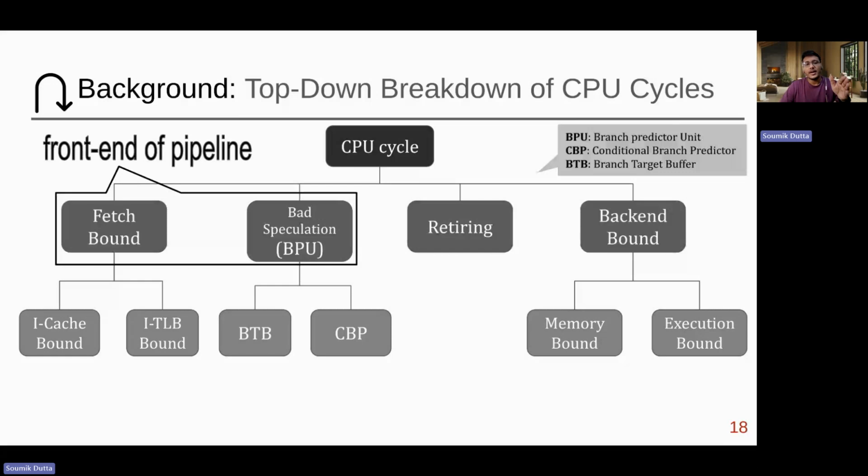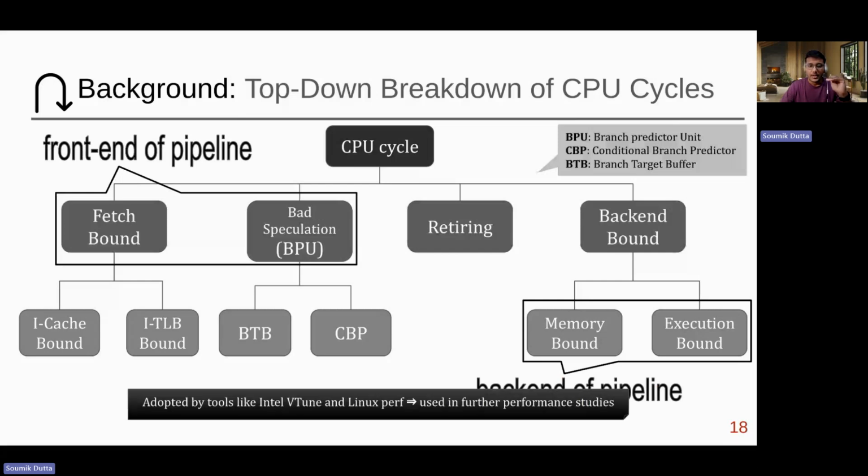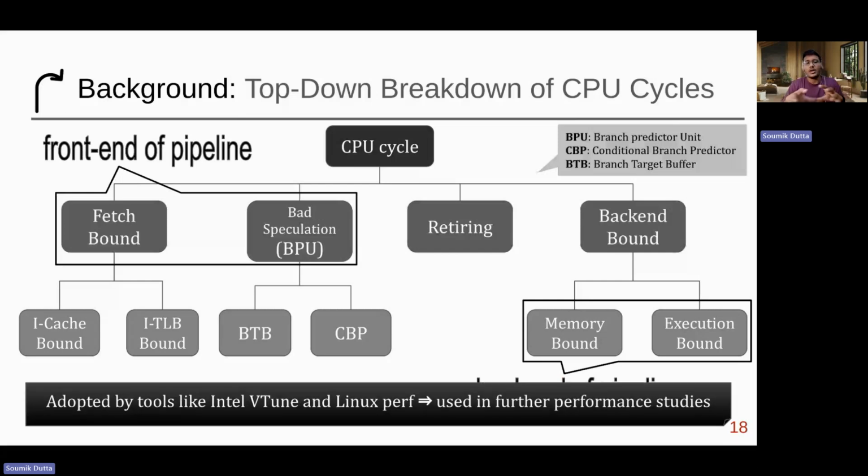Fetch bound and bad speculation are typically together called the front end of the pipeline, and memory bound and execution bound are typically called the back end of the pipeline. This top-down hierarchical approach has been adopted by tools like VTune and Linux Perf, and is going to be used for further performance analysis in the upcoming papers.